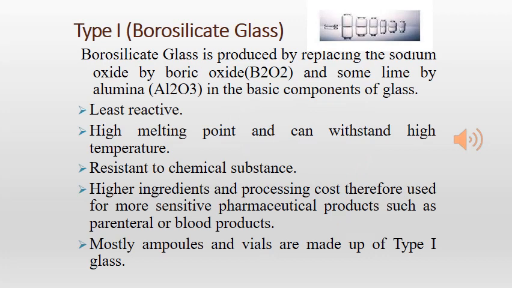Type 1 glass is borosilicate glass. It possesses a high hydrolytic resistance and low thermal expansion. It is produced by replacing the sodium oxide by boric oxide and some lime by alumina in the basic components of glass. It has a high melting point and can withstand high temperature. It is also resistant to chemical substances. As a result, it is expensive and the processing cost is also high. It is therefore mostly used for ampoules and vials for injectables.